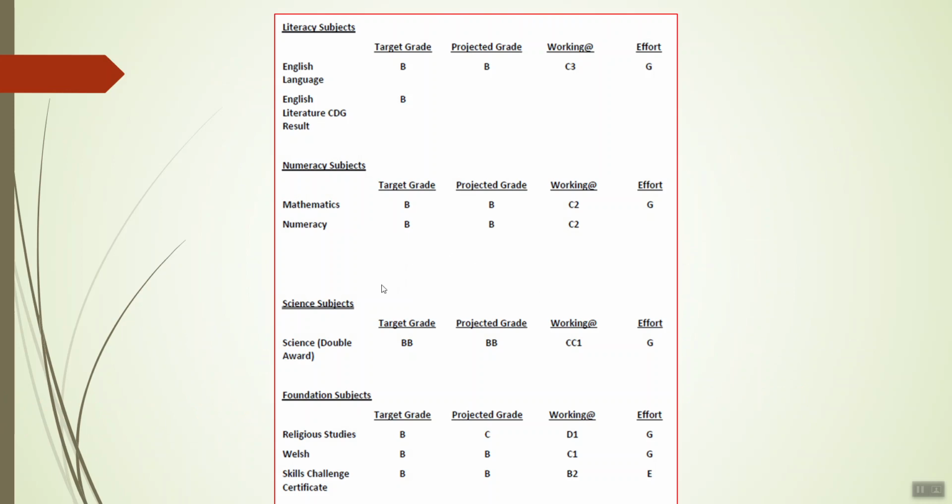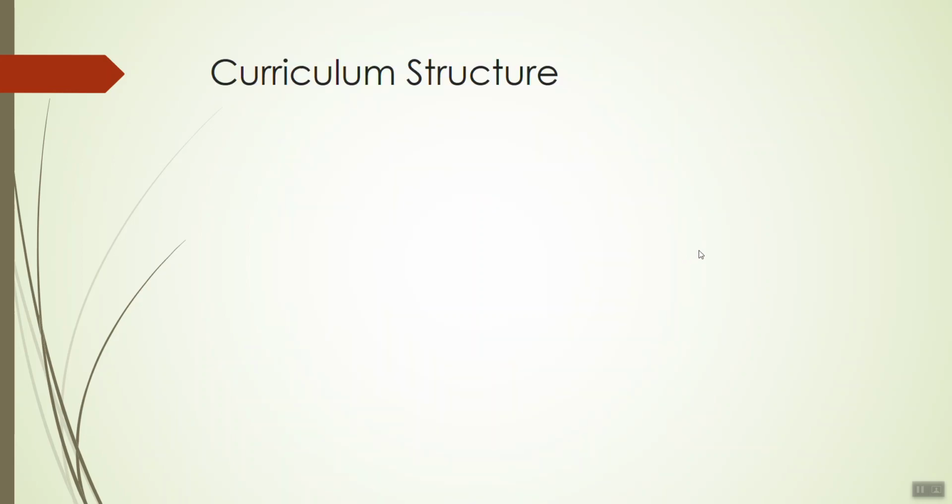So here's an example of somebody's report, and this student has got Bs as targets and projected Bs in pretty much everything apart from religious studies. So if this student wanted to choose to do, say, English and Maths or a science qualification, then I think that they could apply for that and be reasonably confident that they will make the grade for those qualifications in August. So that's about entry requirements.